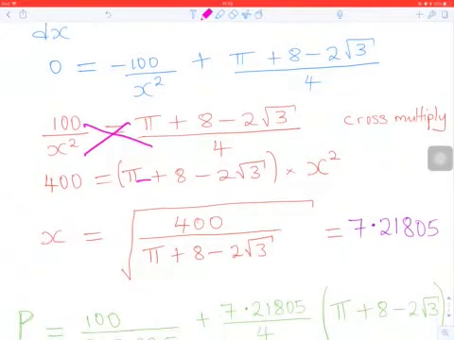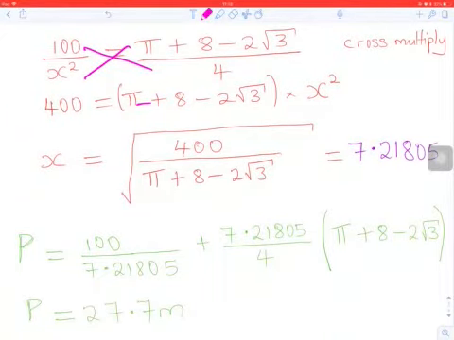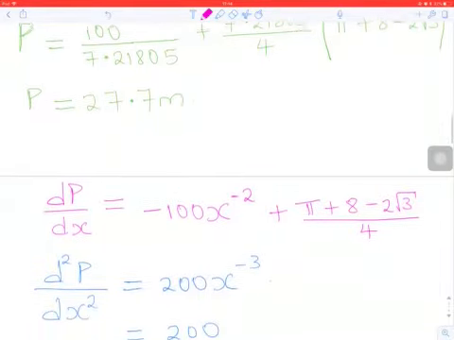Most students at this point stop, but this is not the perimeter. This is just the value for x. To get the perimeter, you take that value for x, substitute it into the perimeter formula, and in your calculator that would give you 27.7 meters.